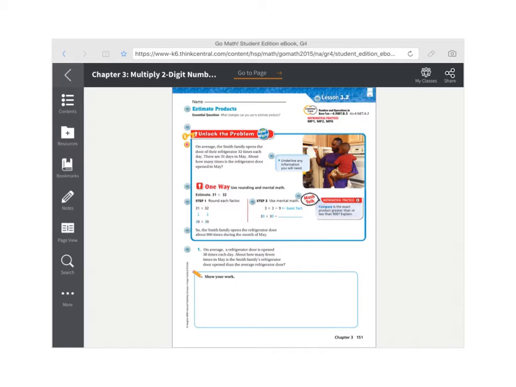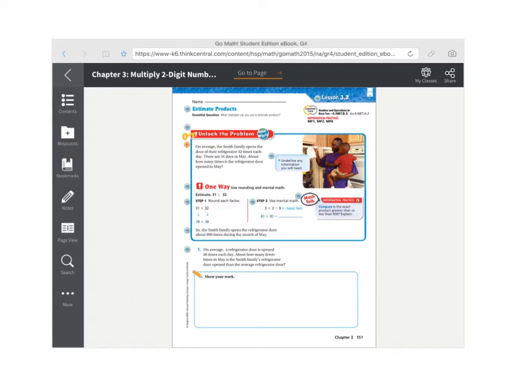So on average, the Smith family opens the door of their refrigerator 32 times each day. There are 31 days in May. About, that's our clue word, how many times is the refrigerator door opened in May? So we have 32 times in one day and 31 days in the month of May. It's saying about, so about is our clue for doing what? Think and say. Yes, it's to estimate. So we're going to estimate 31 times 32 by rounding.